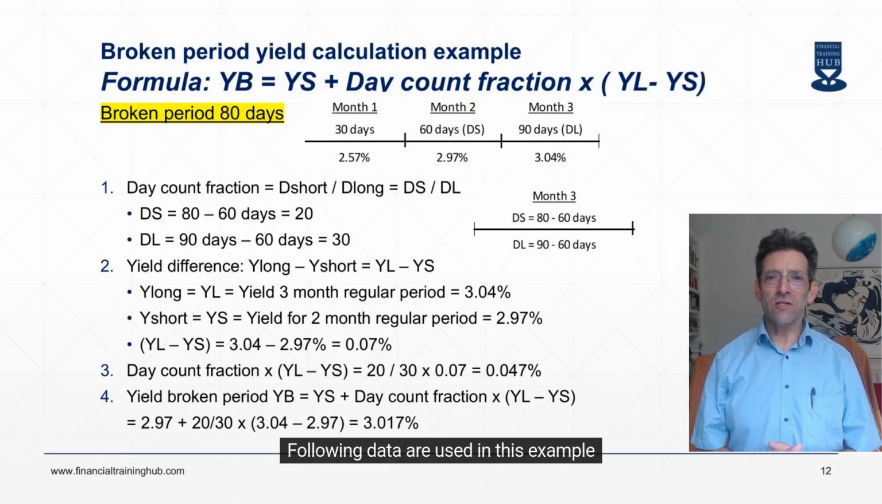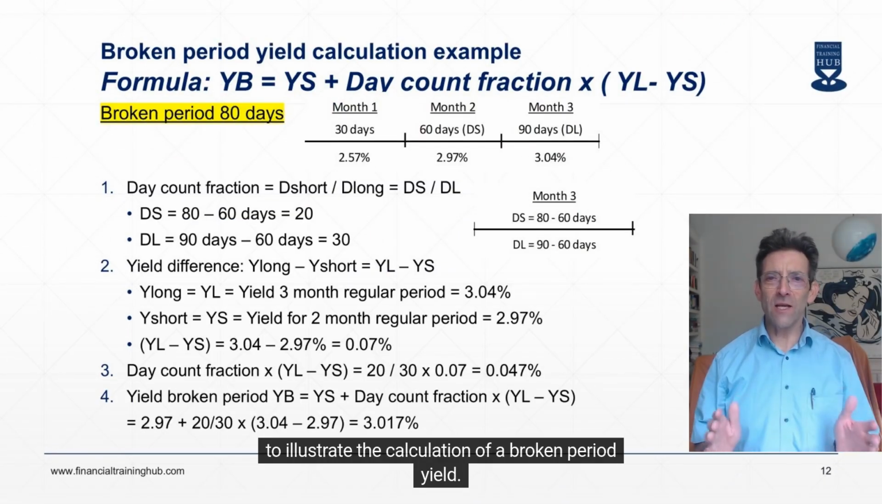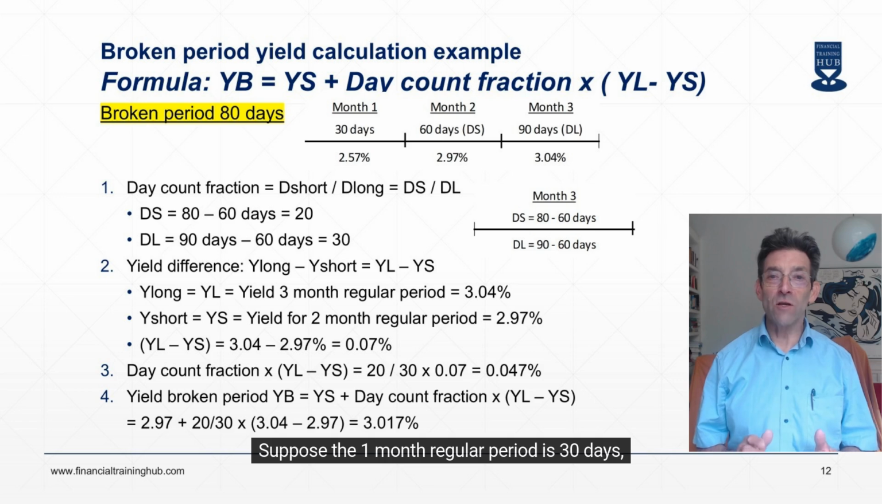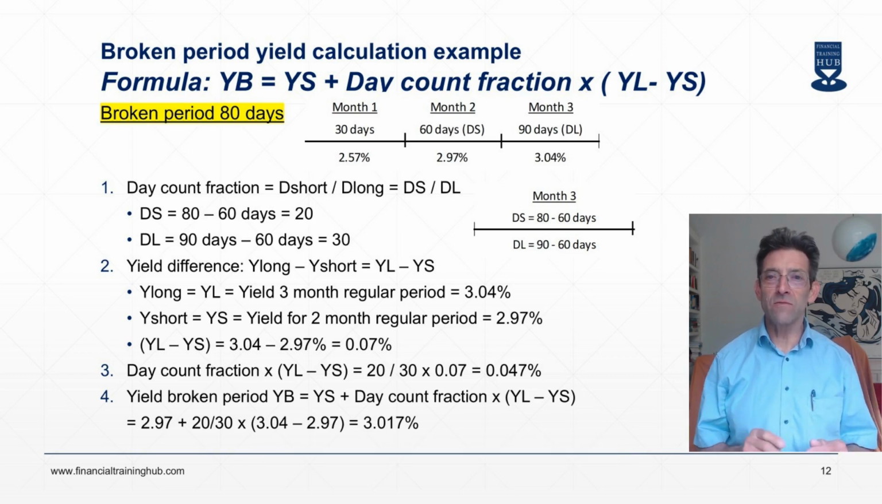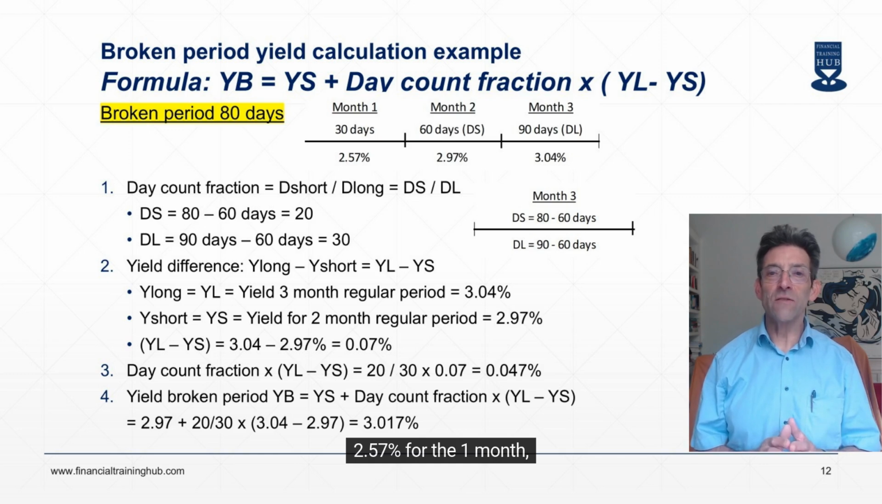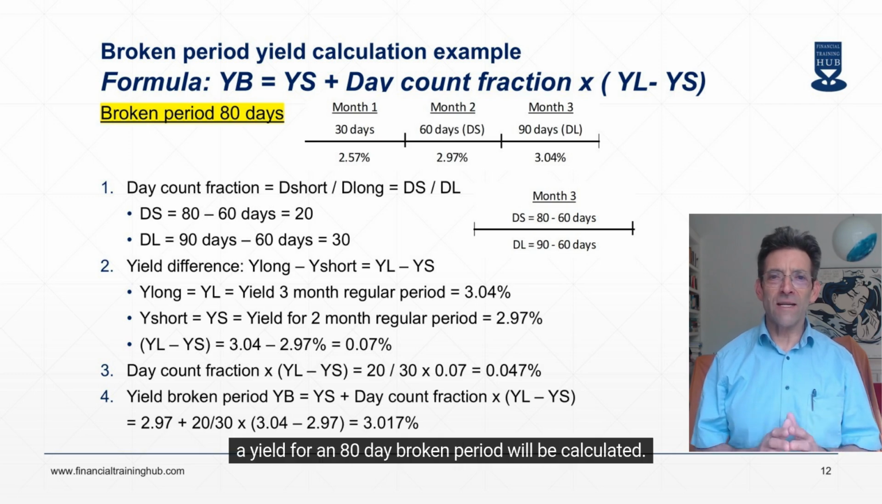The following data are used in this example to illustrate the calculation of a broken period yield. Suppose the 1 month regular period is 30 days, the 2 month regular period is 60 days, and the 3 month regular period is 90 days. Further, the corresponding yields for the regular periods are 2.57% for the 1 month, 2.97% for the 2 months, and 3.04% for the 3 months. In this example, a yield for an 80-day broken period will be calculated.